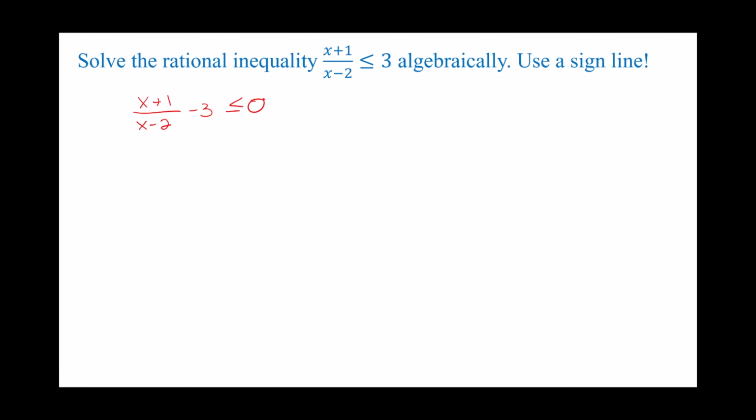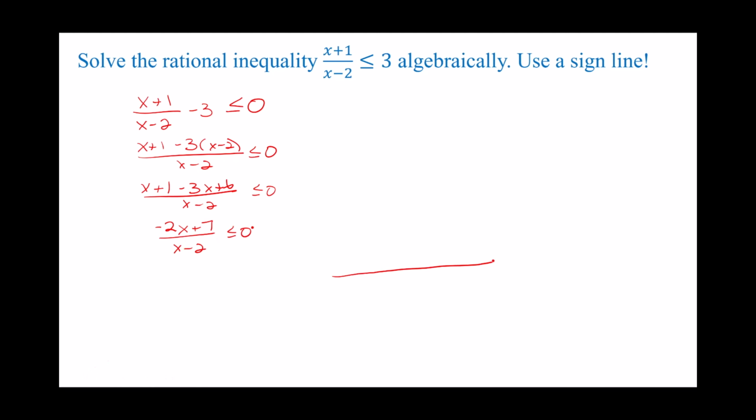And if I multiply both sides by a negative, then I would have to switch the direction of the inequality. So instead, I'm going to get 0 on one side and then find a common denominator. So my common denominator will be x minus 2. And then I will simplify and refactor the numerator if necessary. So I have (x plus 1 minus 3x plus 6) over (x minus 2) less than or equal to 0, or (negative 2x plus 7) over (x minus 2) less than or equal to 0. Okay, the zero of my denominator is 2, and the zero of my numerator is 7/2.